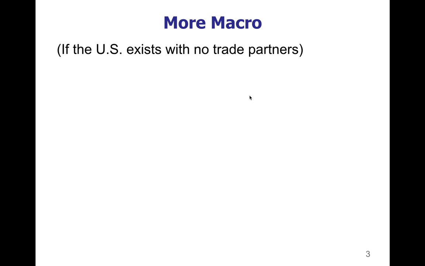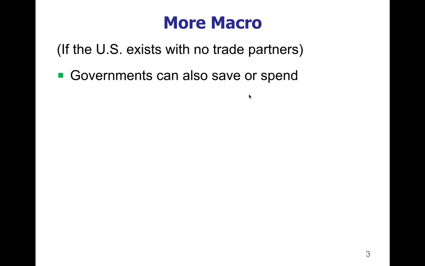All right, so let's assume here for a moment that the U.S. exists with no trade partners. So we don't do any trade with foreign countries and you can't move your money from one country to another. So if that's true, the government can also spend or save, but they have to do it within the borders of their own country.